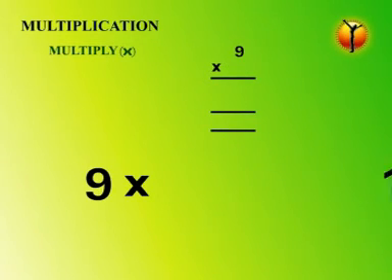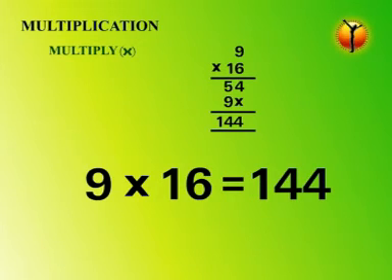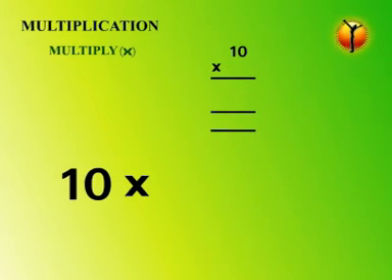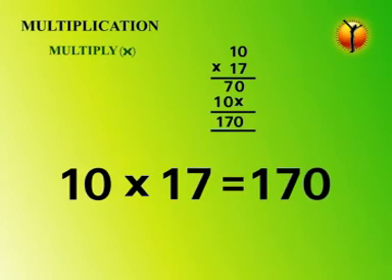9 into 16 is equal to 144. 10 into 17 is equal to 170.